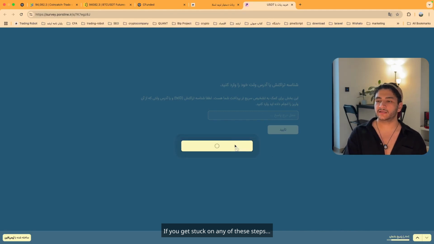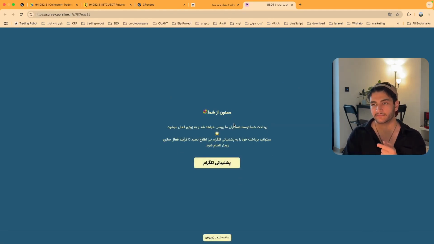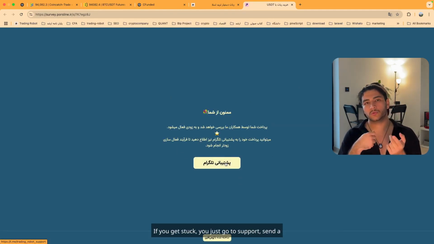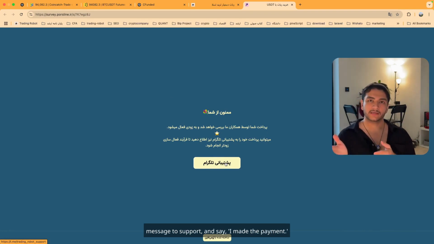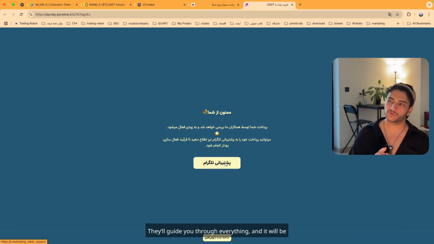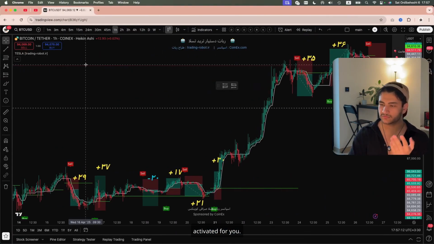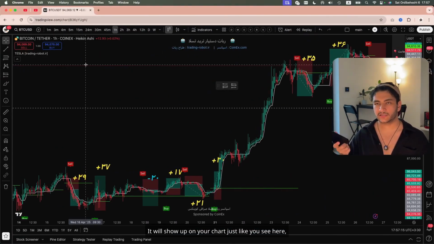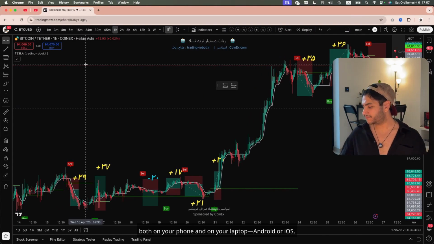If you get stuck on any of these steps, you just go to support, send a message to support, and say, I made the payment. They'll guide you through everything, and it will be activated for you. It will show up on your chart, just like you see here, both on your phone and on your laptop, Android or iOS. It doesn't matter. You'll see it and use it.